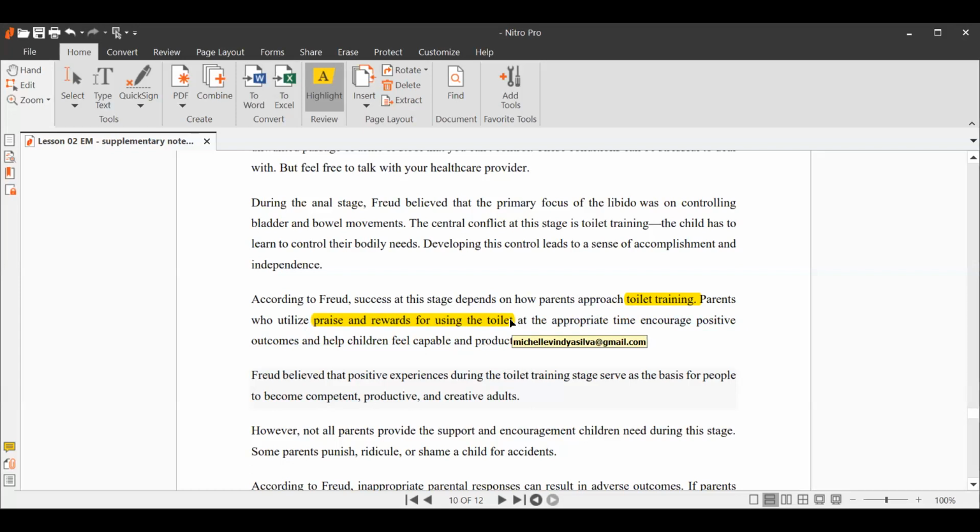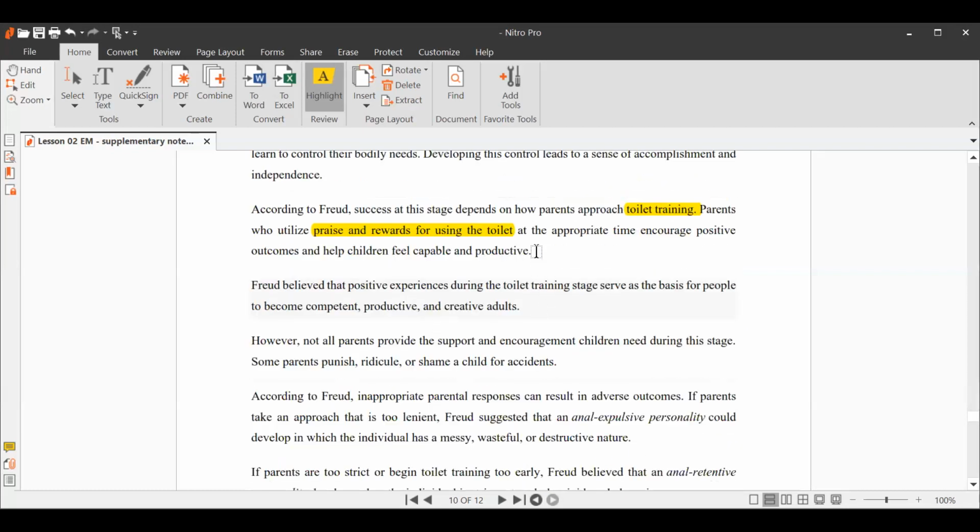We clap and say, well done baby, you did your poop nicely, you put it in the right place on the potty. The praise and reward should be provided at the appropriate time, not before they do it but after they have done it. Encourage positive outcomes and help children feel capable and productive. This is the adult responsibility towards personality development, my dear students. Sigmund Freud believed that positive experiences during the toilet training stage serve as the basis for people to become competent, productive, and creative adults. Not only cleanliness, not only generosity can we teach.